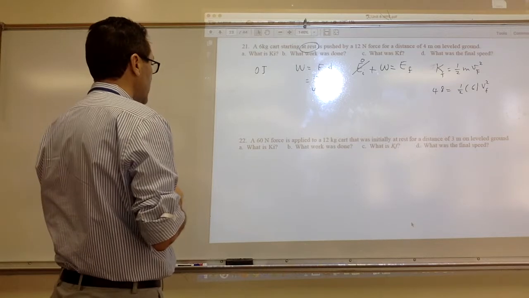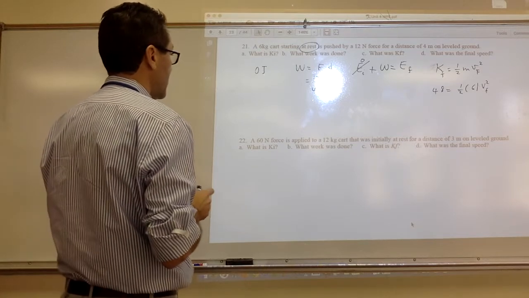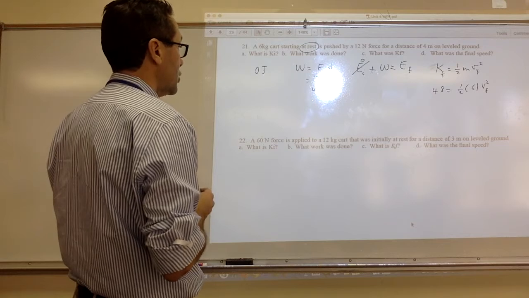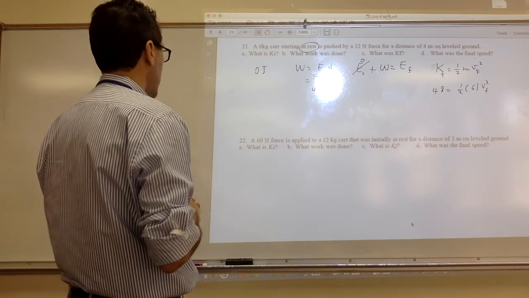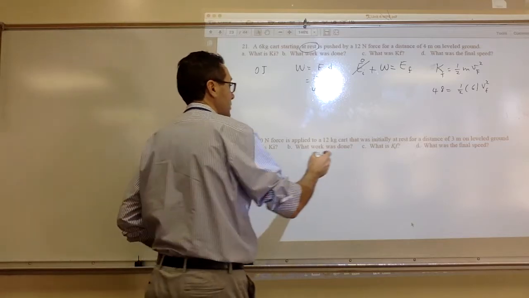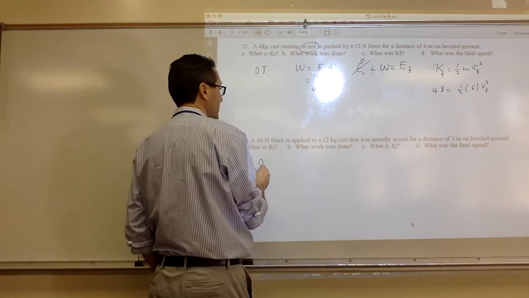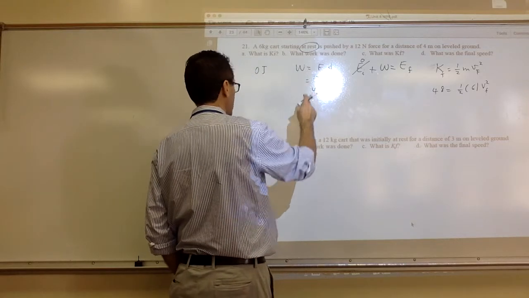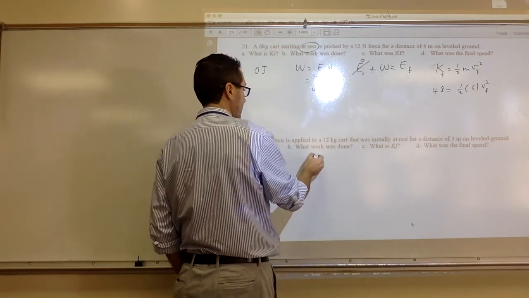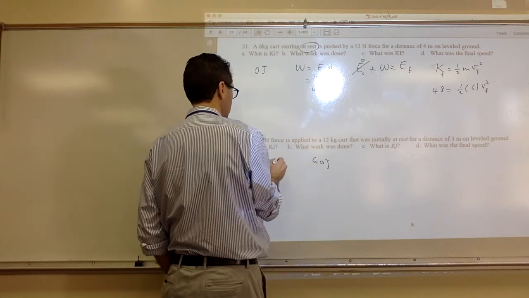For number 22, a 60 Newton force is applied to a 12 kilogram cart that was initially at rest for a distance of 3 meters on level ground again. The kinetic energy, we're starting from rest. This is kind of similar to the previous one. The work done, you would use the same formula. It would be 60 times 3, so 180 joules.